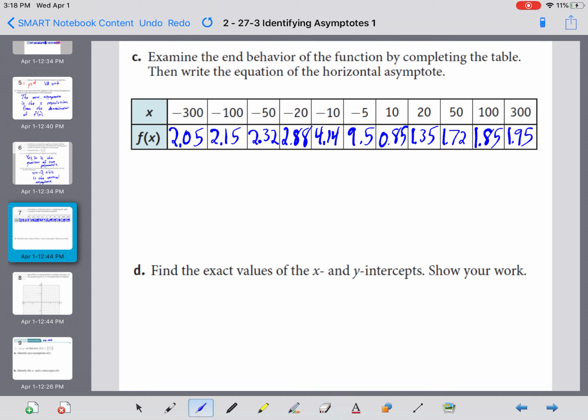Okay, so let's look at the extremes here, right? When I go to negative 300, looks like I'm getting close to 2 coming from the top. When I go to positive 300, again, I'm getting close to 2. This one's coming from the bottom. That's going to help me when I graph it in a second. So my horizontal asymptote, we'll call it HA, is going to be y equals 2.